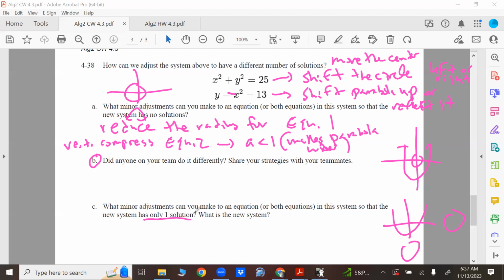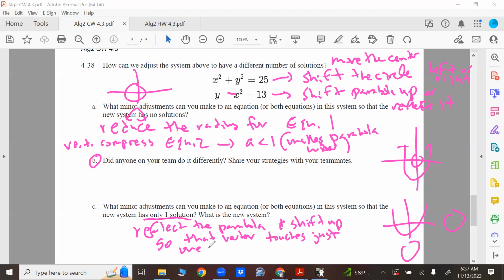Again, you could. What I probably would do, actually, the more I think about it, I probably would reflect the parabola and shift up so that the vertex touches just one point on the circle. That's what I would do.